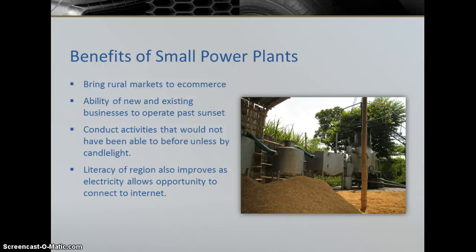The literacy of the region can also be said to improve dramatically, as electricity affords them the opportunity to achieve internet connectivity and access information that they were not able to before, further bridging the digital divide.